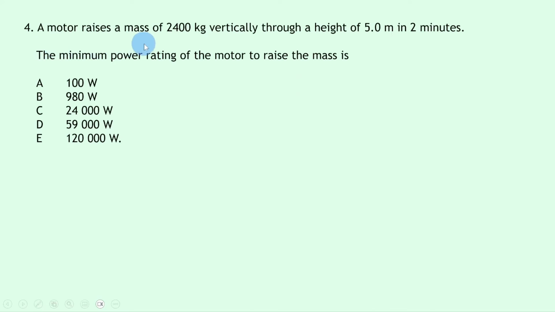Question 4 says a motor raises a mass of 2,400 kilograms vertically through a height of 5.0 meters in 2 minutes. The minimum power rating of the motor to raise the mass is... Well, notice how we're asked to calculate power here, but we're given things like mass and height, which we need to use first of all to find an energy. So let's use our equation for gravitational potential energy, Ep equals mgh, which depends on mass and height, which we have, and gravitational field strength.